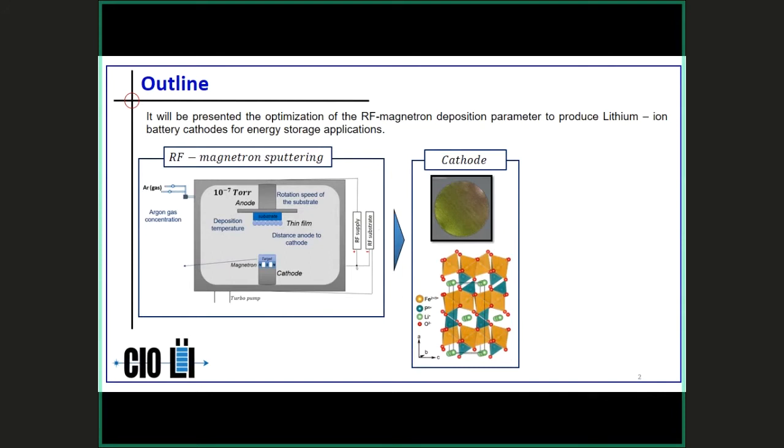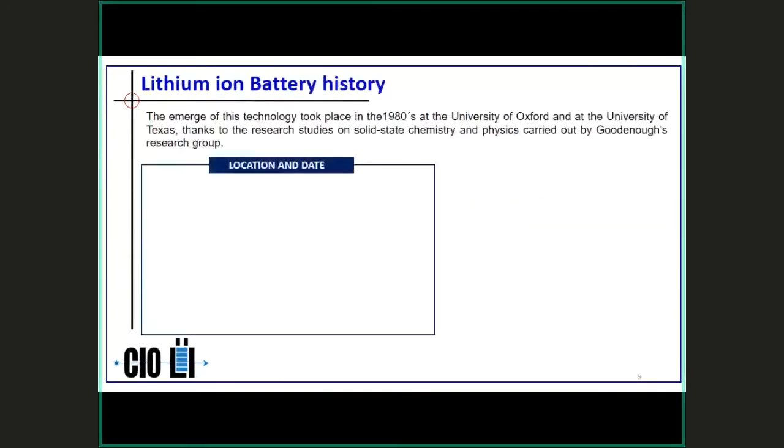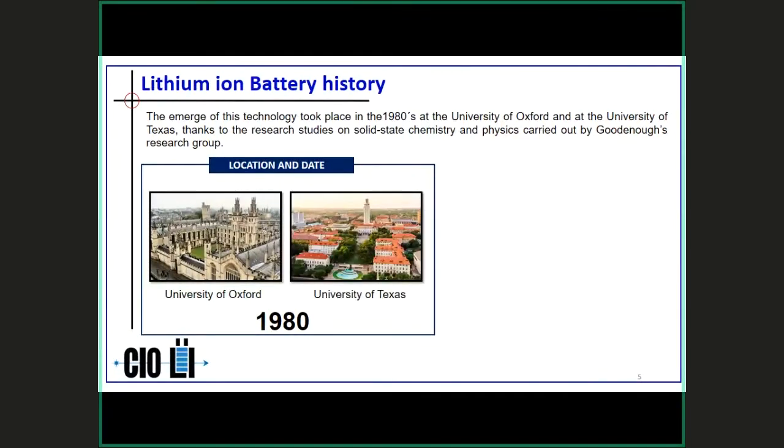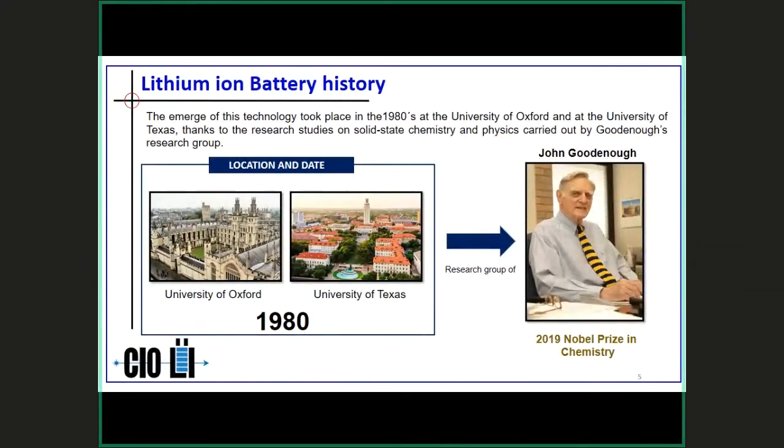So let's start with the introduction, just a little bit of history. The lithium ion battery technology is basically devices that use chemical reactions, you can see there on the screen, to produce electrical energy. The emergence of this technology took place in the 80s at the University of Oxford, as well as the University of Texas, thanks to the research advances and development of Professor John Goodenough. Actually, he received in 2019, as everybody knows, the Nobel Prize in Chemistry.